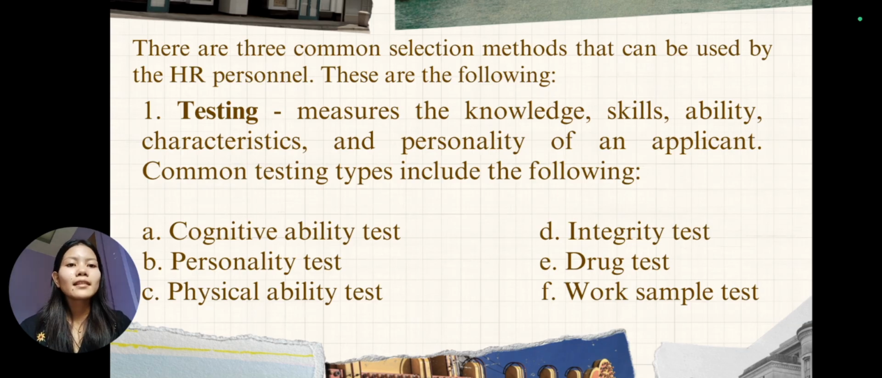And next, physical ability test. It checks physical strength and stamina. For example, kanang pasudlon ka og physical test, like pag-alsa og bugat, kung makaya ba sa imong lawas nga mag-alsa og bugat, and kung compatible ba siya sa imong sudan nga trabaho nga mag-alsa og bugat, i-test nila sa company ang imong physical ability.